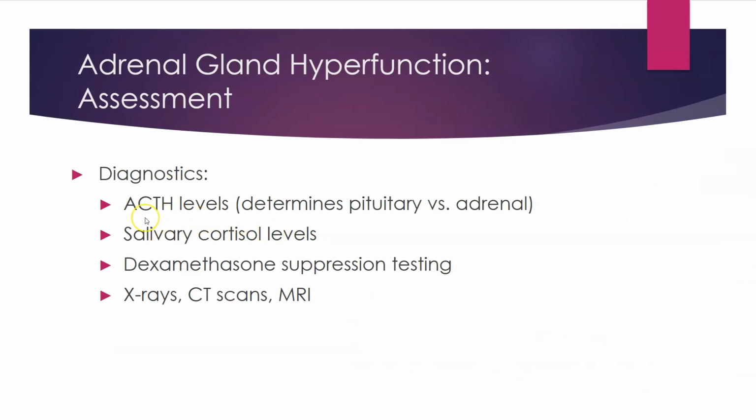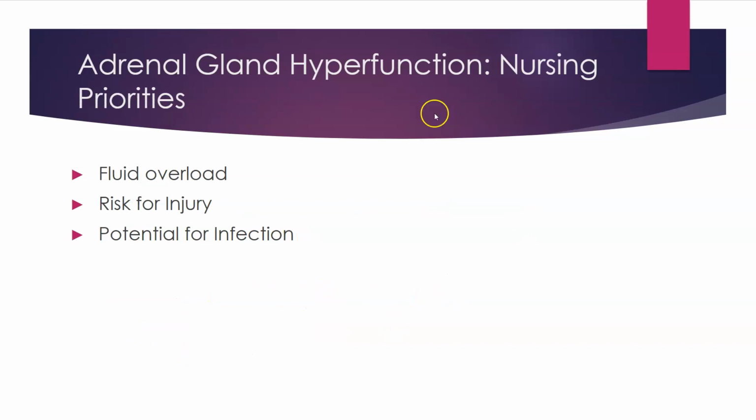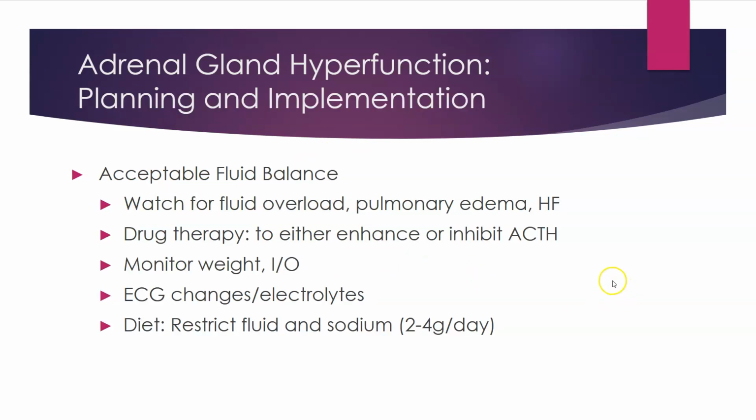Diagnostics, we're looking at ACTH levels, trying to figure out if this is pituitary or adrenal in nature. We're going to do salivary cortisol levels, looking for what that level is. Dexamethasone suppression testing, we'll do x-rays, CTs, and MRIs. Nursing priorities of this: fluid overload, risk for injury and potential infection.